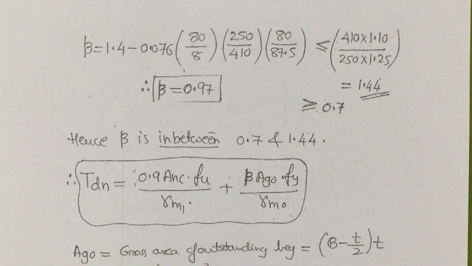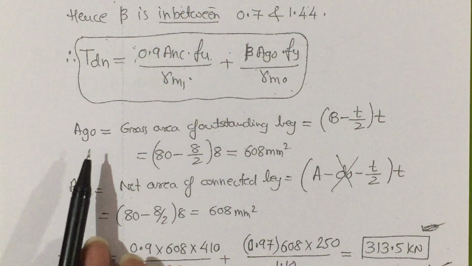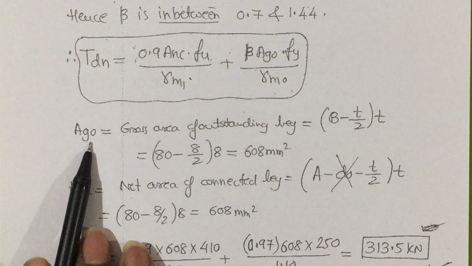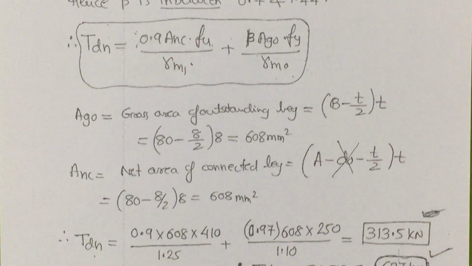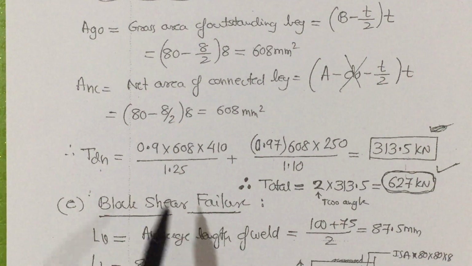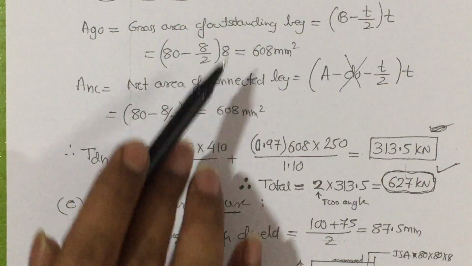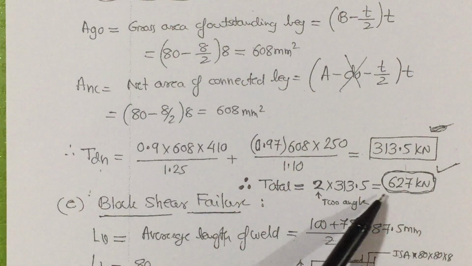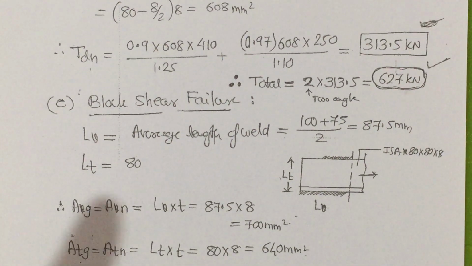Therefore, calculate TDN by using the formula, then calculate Ag0 and Anc, then TDN is also given by the formula. Once you calculate Ag0 and Anc, substitute here, you are going to get TDN. Then 2 steps are over.